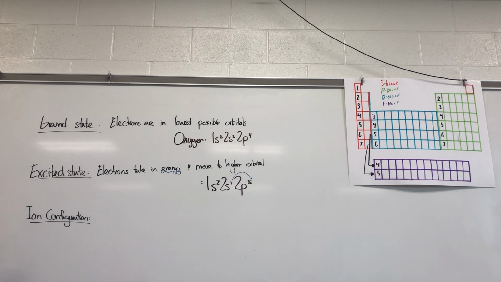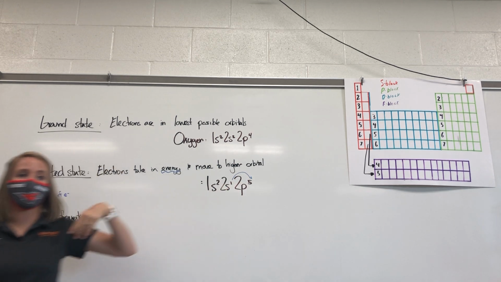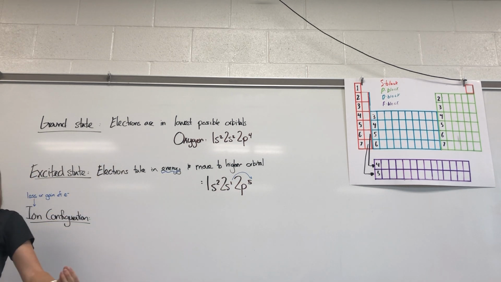An ion, by definition, means that the atom has lost or gained electrons. Okay? So when we use this word ion, it means we're losing or gaining. Keep in mind, we're not just talking about moving it up, we're actually talking about literally removing it from the atom or giving it new ones.